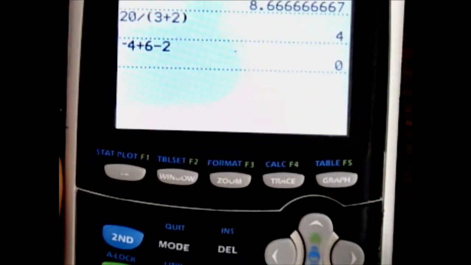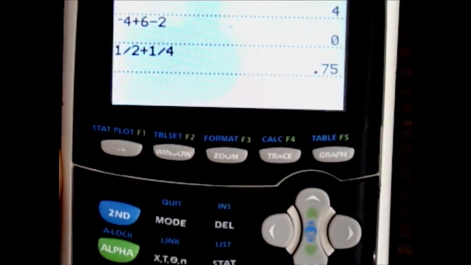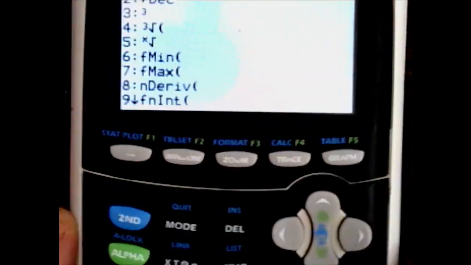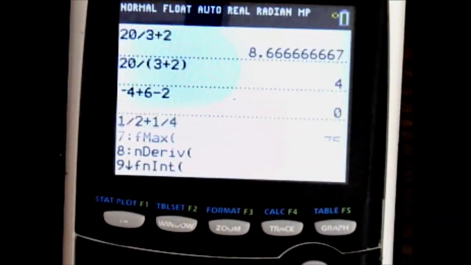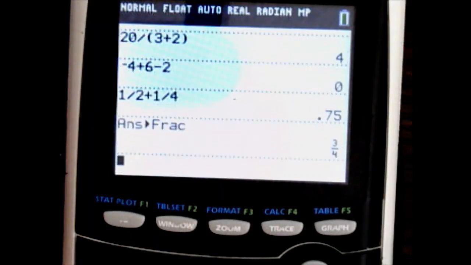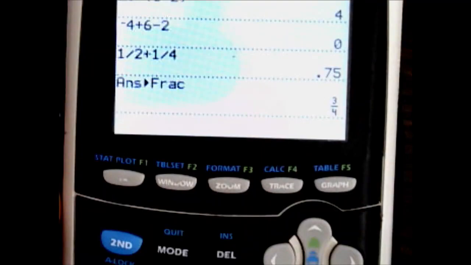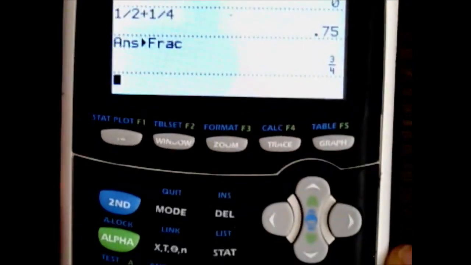Now let's say you want to add 1/2 plus 1/4. So you hit 1 divide 2, add 1 divide 4, and your calculator will give you a decimal. Now if you want to convert it to a fraction, all you have to do is hit math, and then 1. And when you hit enter, it takes your answer and converts it to a fraction. So you can do that for any fraction as long as your denominator is less than 10,000. So it can do a lot of stuff.